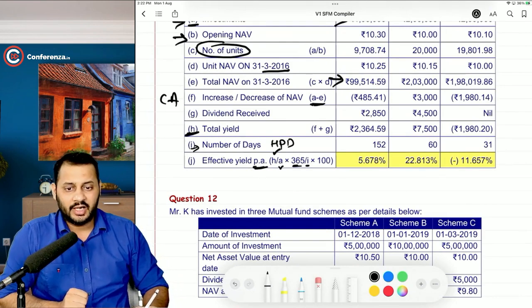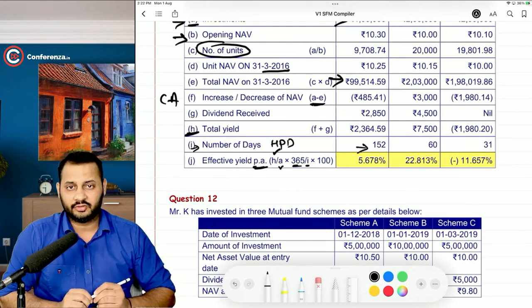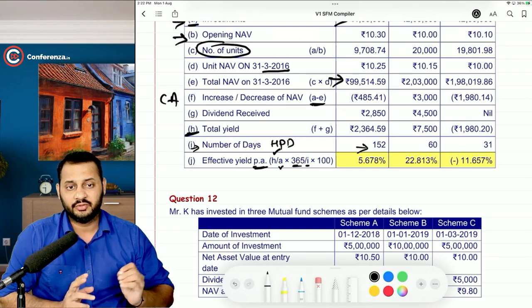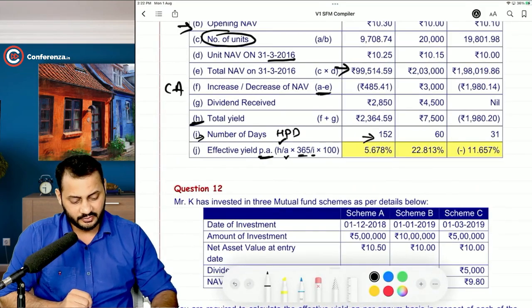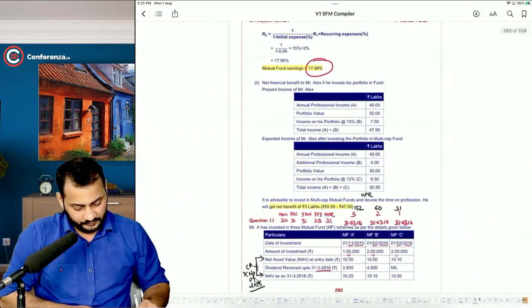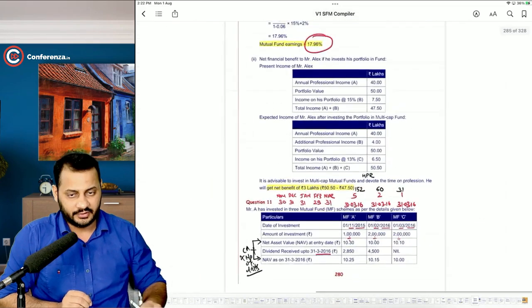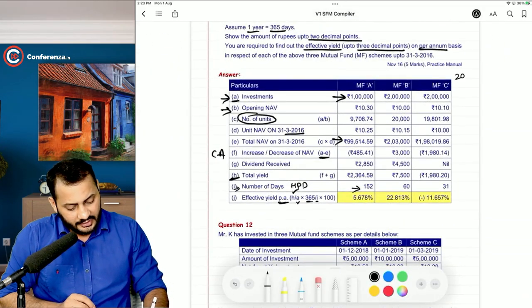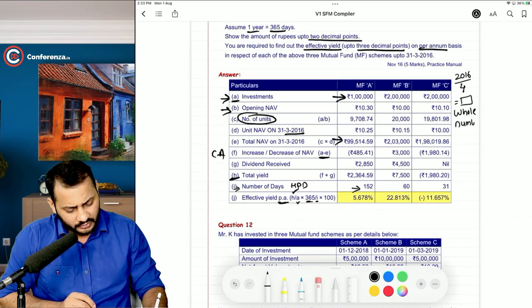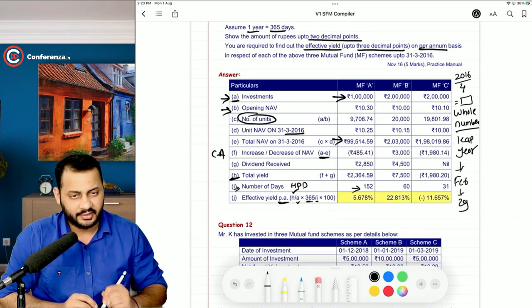The only thing that you had to remember is whether the days are correct or not, because it was a leap year. 152, 60 and 31 will be the answer. It was a leap year. How to find out a leap year? Any year when divided by 4, if it gives a whole number, not a decimal, then it will be called a leap year, where February will have 29 days.